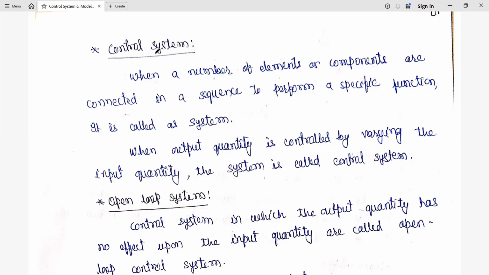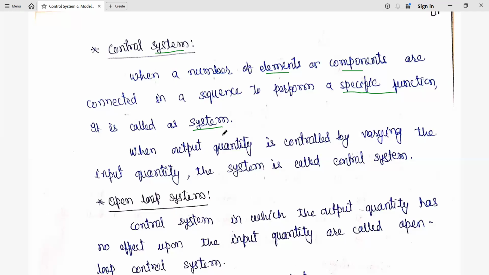Now we'll first define what is the control system. So for that we need to define the system. When a number of elements or components are connected in a particular sequence to perform a specific function, that is called the system. Suppose for example we have the digestive system. Each and every organ is connected in sequence and has a particular operation, like stomach, intestine, each having a particular operation. So that is called the system.